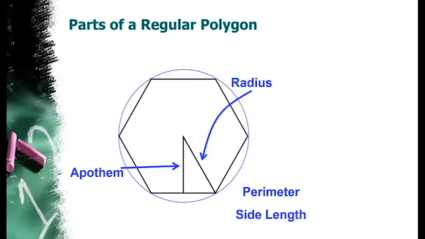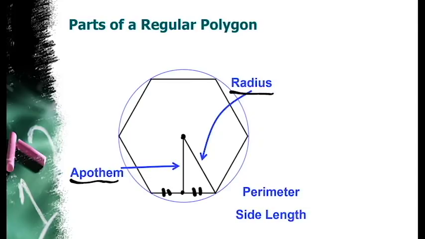First thing we've got to cover is the different parts of a regular polygon that we're going to be referring to. We're going to be referring to the apothem. The apothem is the distance from the center of the polygon to the midpoint of a side. So that means those two parts of our side of our polygon are going to be congruent.